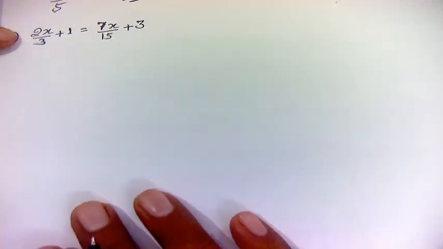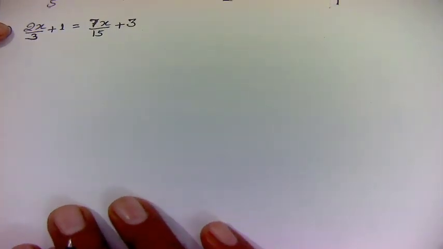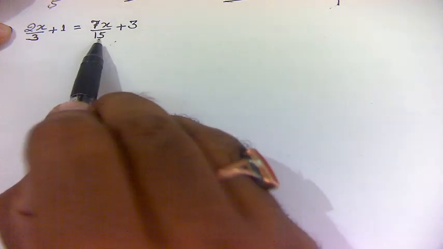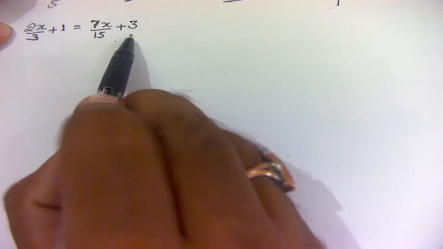Now let's move towards the next, that is question number 8. Question number 8 is 2x upon 3 plus 1 equals 7x upon 15 plus 3. Now here if you see, you don't have any brackets. It is 7x upon 15. This term is separate and plus 3 is separate. So 15 is not upon the whole. So be careful here.